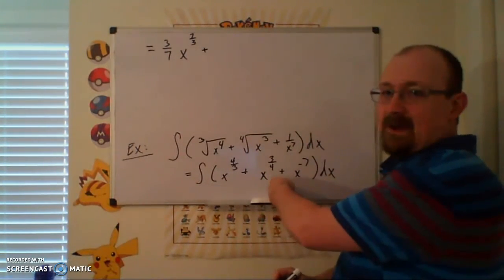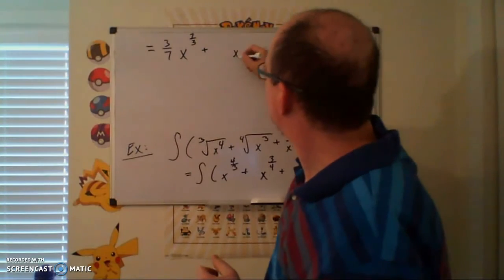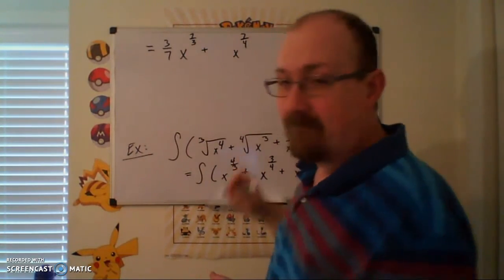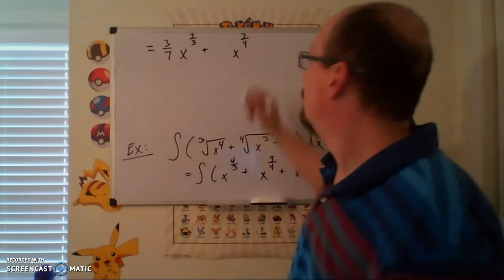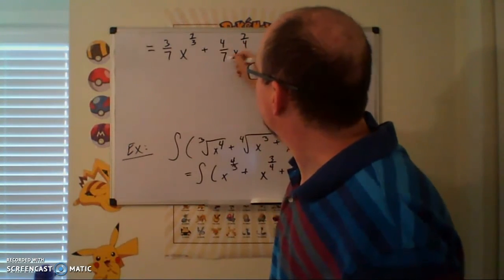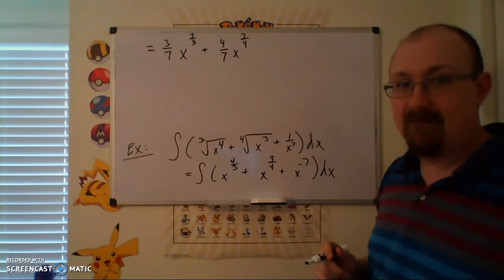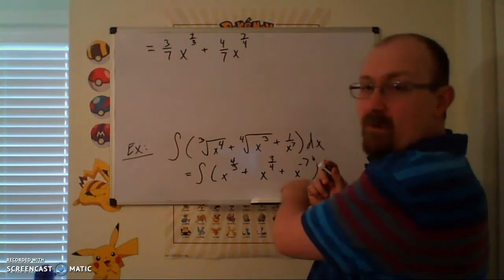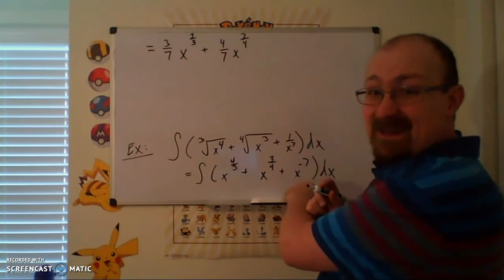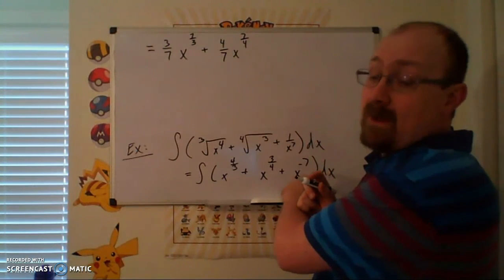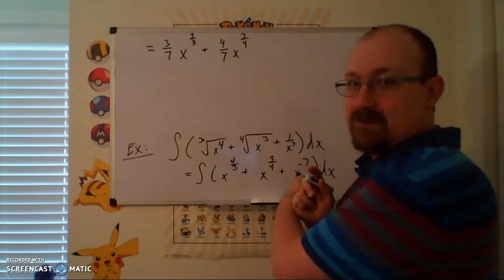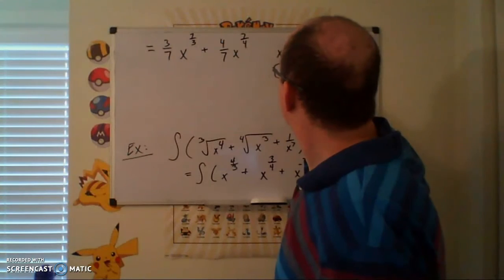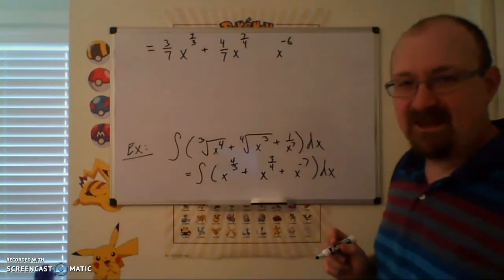Same deal is going to happen here. 3/4 plus 1, 7/4. Flip that over to represent the division up front, and we'd have 4/7, x to the 7/4. Here, when I add 1 to my exponent, negative 7 plus 1, that's right, it doesn't get more negative, it goes back towards 0. We have x to the negative 6.